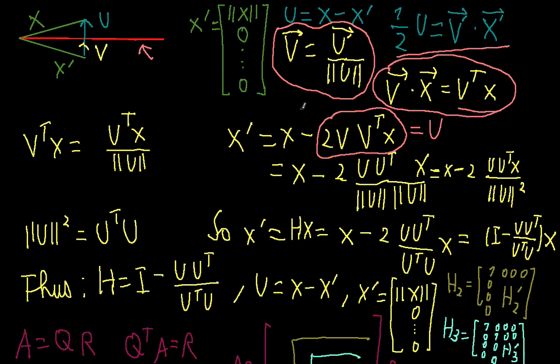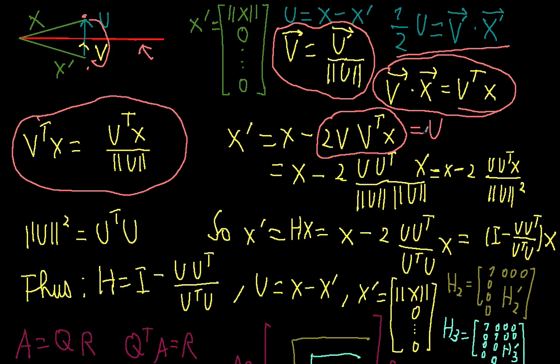Now, remember that v is given by u divided by its length. So the dot product of v and x, so v transpose x, can also be expressed as u transpose x divided by the norm of u. It's just the same thing. Now, coming back to our reflection. Remember that our reflected vector x prime is given by x minus u. We start from x and go to x prime, and to do so we take the negative of the vector u.